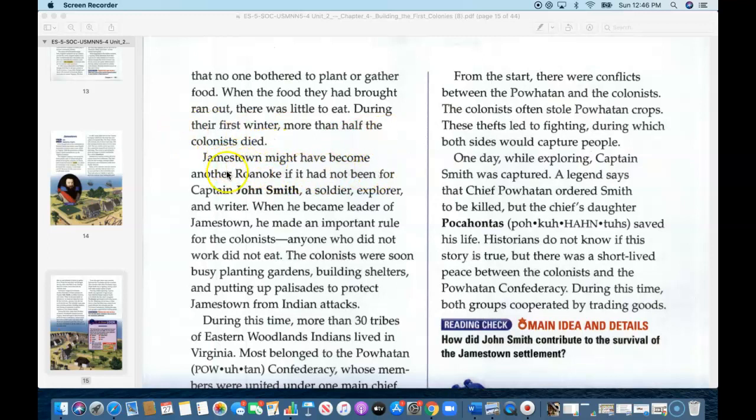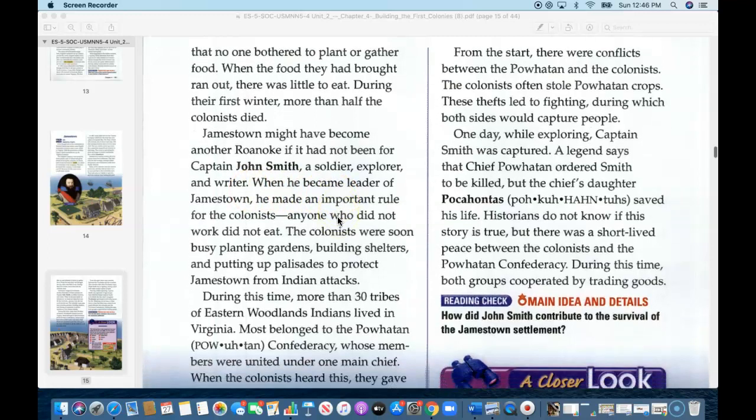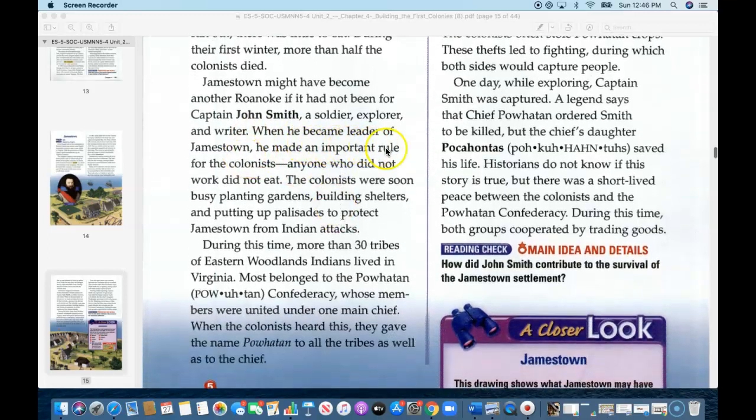Jamestown might have become another Roanoke if it had not been for Captain John Smith, a soldier, explorer, and writer. When he became leader of Jamestown, he made an important rule for the colonists. Anyone who did not work did not eat. The colonists were soon busy planting gardens, building shelters, and putting up palisades to protect Jamestown from Indian attacks.